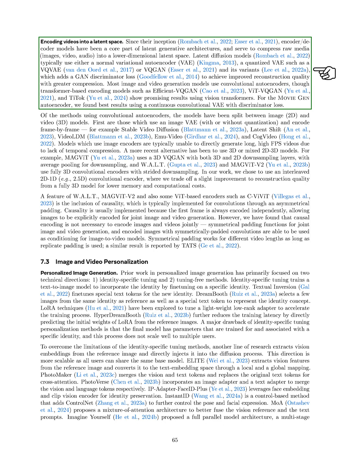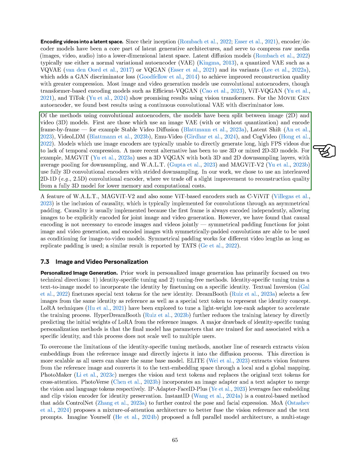Regarding encoding videos into a latent space, encoder-decoder models have been essential in latent generative architectures, compressing various media types into a lower-dimensional latent space. Latent diffusion models typically use either a standard variational autoencoder or a quantized version like VQVAE or VQGAN, which includes a GAN discriminator loss for better reconstruction quality. Most image and video generation models rely on convolutional autoencoders, although transformer-based models like Efficient VQGAN and ViT VQGAN show promising results. For our Movie Gen autoencoder, we achieved the best results with a continuous convolutional VAE that includes a discriminator loss.